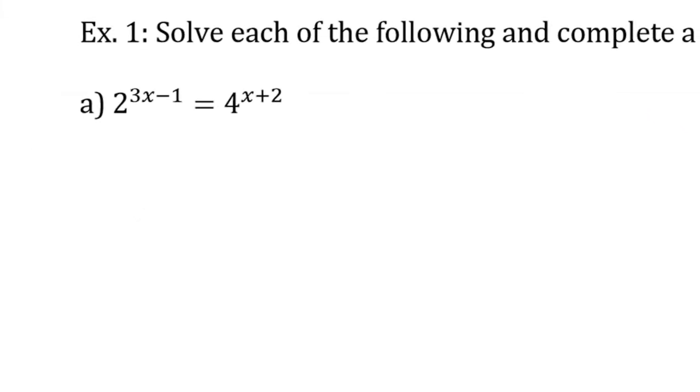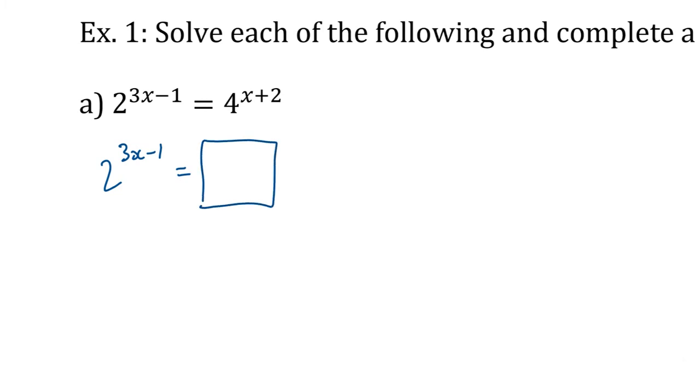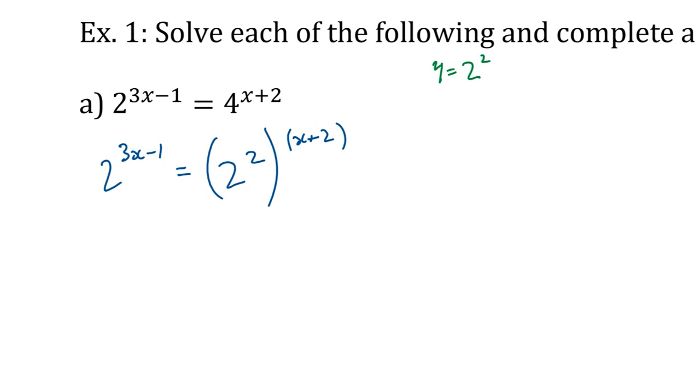So I've got a base of 2 and a base of 4. And I have to rewrite one in terms of the other. So I can change a 4 into a power of 2. So this is 2 to the 3x minus 1 equals something to the x plus 2, right? And how do I rewrite 4 as a power of 2? Well, 4 is equal to 2 squared, 2 to the 2, right? So this is 2 squared all to the, and I like to put brackets around it like that instead of in a box, all to the x plus 2.